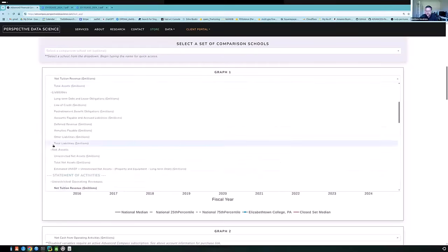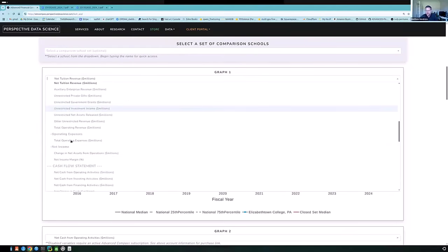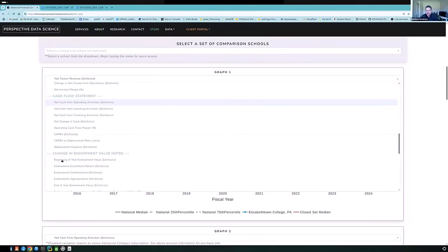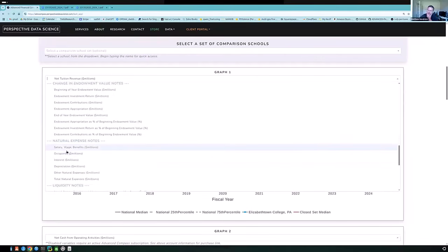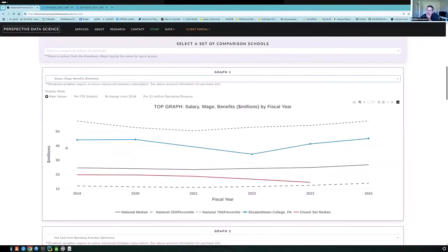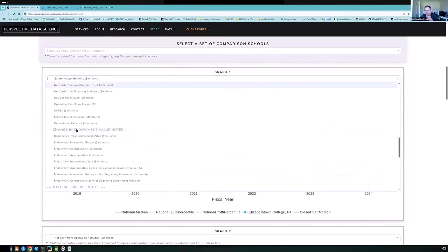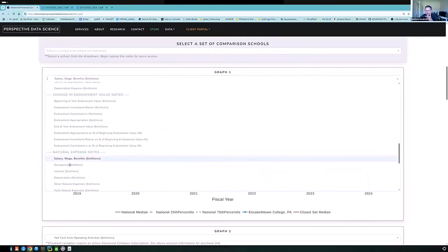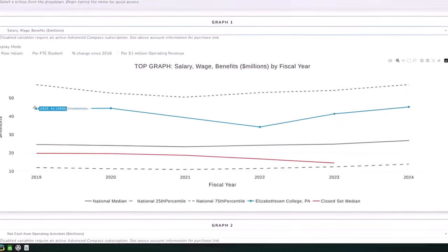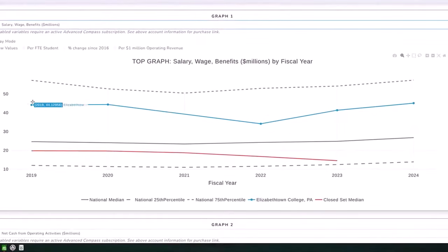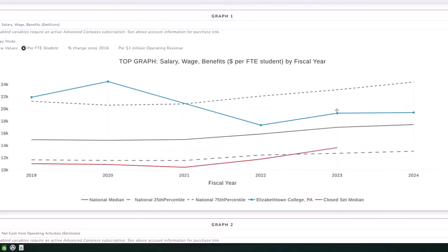Let's take a look at the expense side and see what kinds of things we can find here. So remember, on the expense side, I have natural expenses. This is pulled out of the audit, so this is the notes from the audit. There's sometimes missing values, and that wasn't required by law until 2019, so you're going to see very few years compared to some of the others. But here's their payroll expense, and I do have good coverage here, at least for the last 3 years. Let's take a look at it relative to their student body.